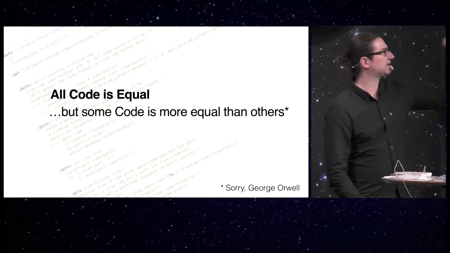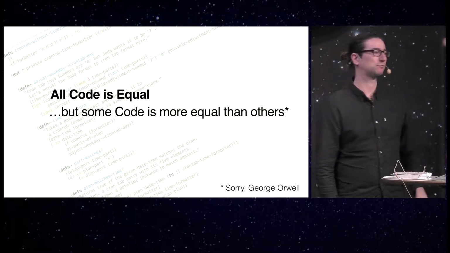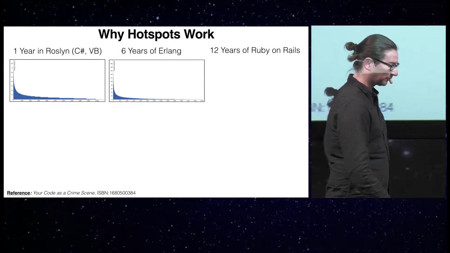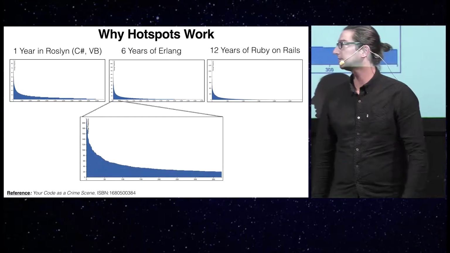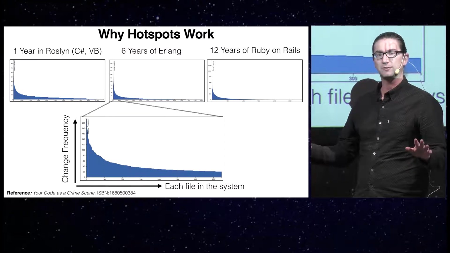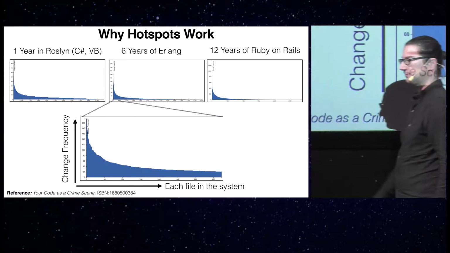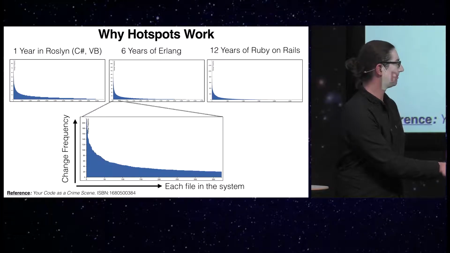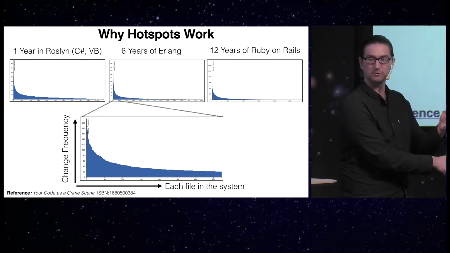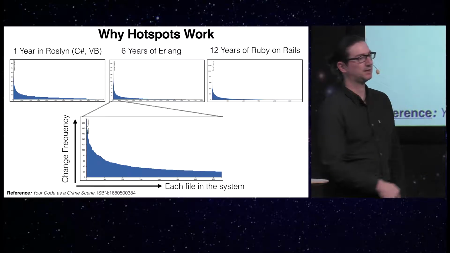And the first time I read that book, I couldn't really get what he was hinting at. But then I realized what George Orwell was referring to was this. He was obviously referring to the following graphs. So please have a look at them. Each one of those graphs shows exactly the same thing. You have on the x-axis each file in a system, and they are sorted according to change frequency. That is, how many commits do we do to that file? And the number of commits is what you see on the y-axis.